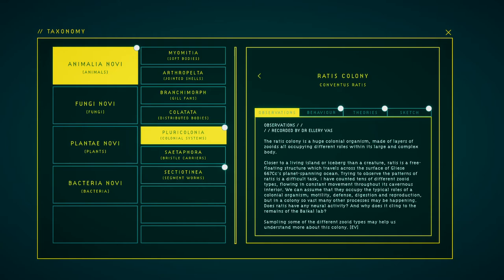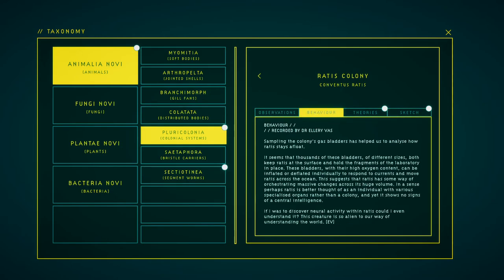I've counted tens of different zooid types, flowing in constant movement throughout its cavernous interior. We can assume that they occupy the typical roles of a colonial organism, motility, defense, digestion, and reproduction, but in a colony so vast, many other processes may be happening. Does Raptis have any neural activity? And why does it cling to the remains of the Baikal lab? Sampling some of the different zooid types may help us understand more about this colony.